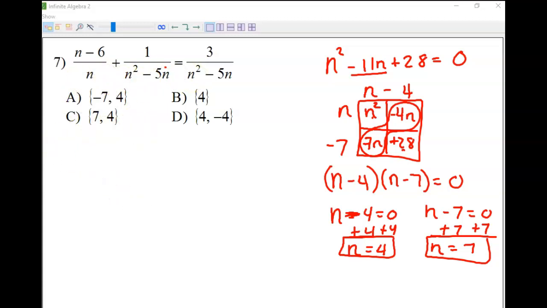Let's check 7 though. 7's good here. Let's see if it works here. This would be 49 minus 35. That's not 0. So we're good. So both answers work, and the answer is 7 and 4.